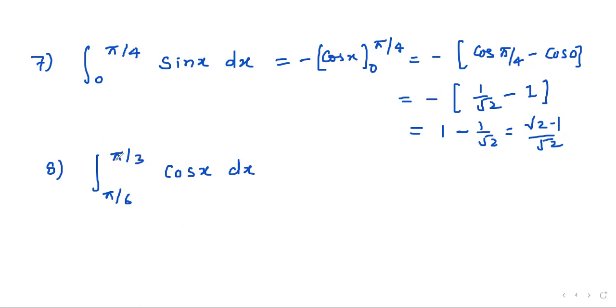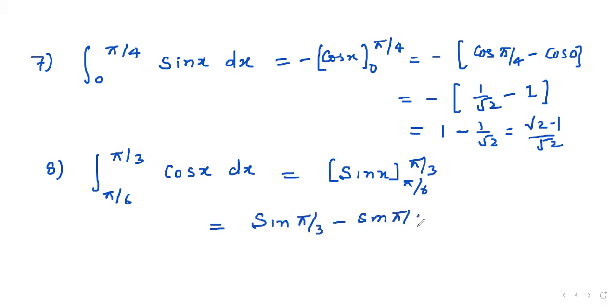Pi by 6 to pi by 3, integration of cos x dx will give sin x, and then the limits are pi by 6 to pi by 3. So sine pi by 3 minus sine pi by 6. Sine pi by 3 is root 3 by 2, minus sine pi by 6 is 1 by 2. So that is root 3 minus 1 divided by 2.